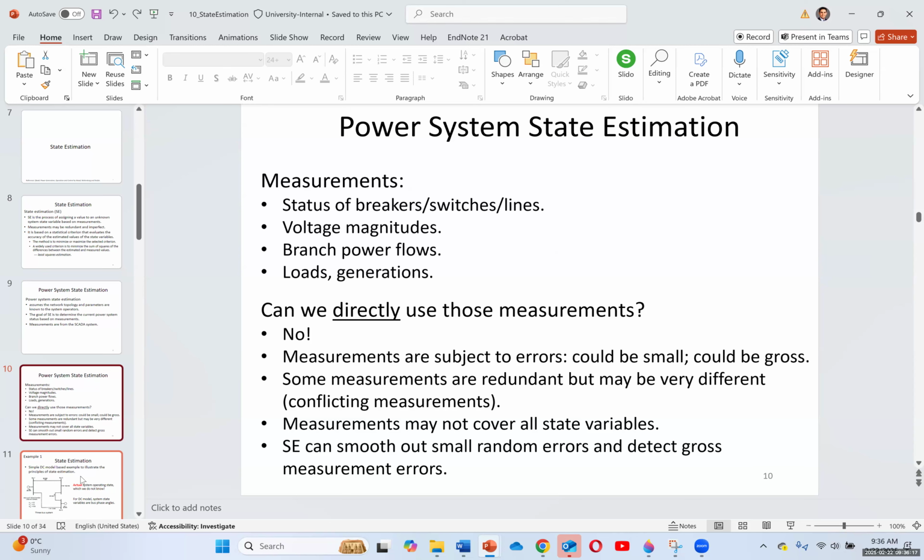Now, can we directly use the measurements? No, because measurements are subject to error. It could be small, it could be gross. Some measurements are redundant, but may be very different, like when we have conflicting measurements. And measurements may not cover all state variables. The state estimation can smooth out small random errors and detect gross measurement errors. And sometimes we neglect the small random errors.